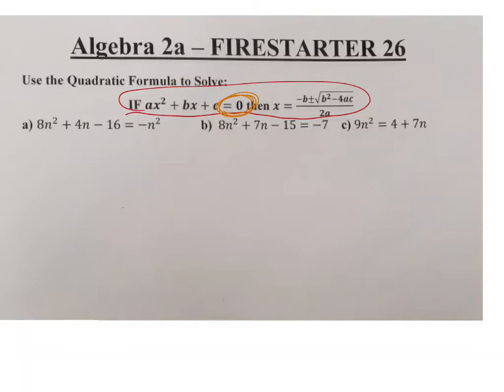Alright? So like example A, we are not equal to 0, so the first thing I'm going to do before I do anything is add n squared to both sides. Really, if you wanted to, which I would not recommend, you could move everything from the left side over to the right side. So I'm going to have 9n squared plus 4n minus 16 all equals 0. Now I'm going to find A, B, and C. So A is 9, B is 4, C is negative 16. I don't know why I wrote negative 14.